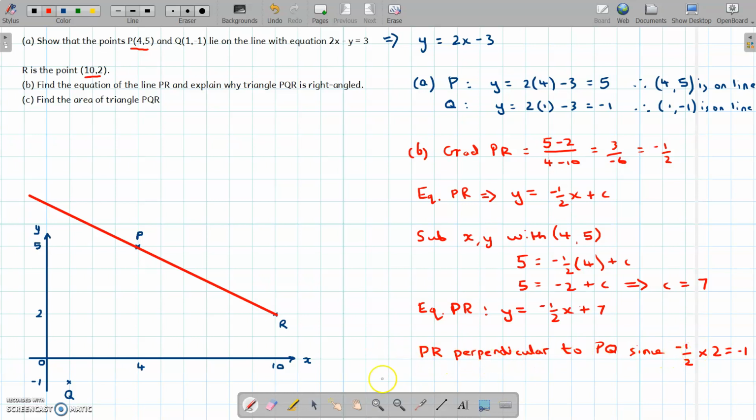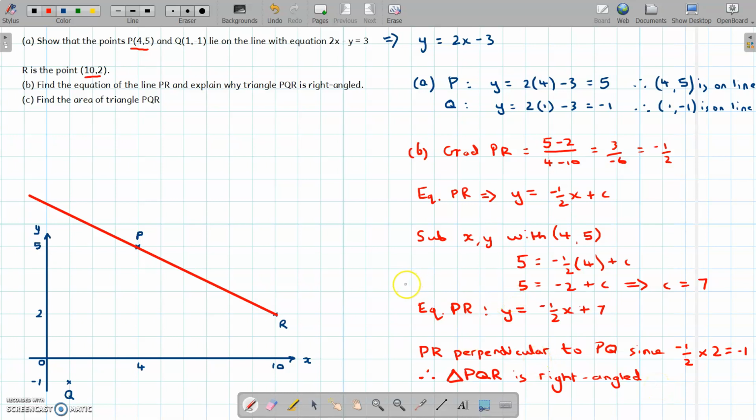That's mathematically sound. So therefore triangle PQR is right-angled because we've shown that there's at least one, well, there's one right angle in it. There can't be at least one right angle, there can only be one, otherwise it wouldn't be a triangle.